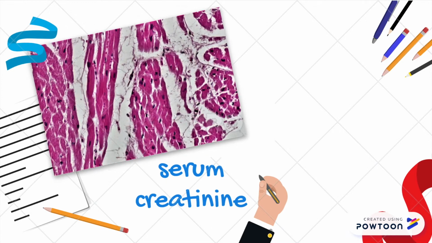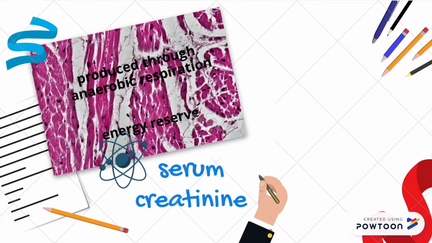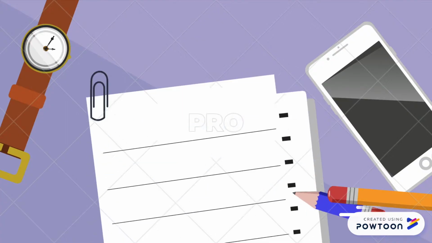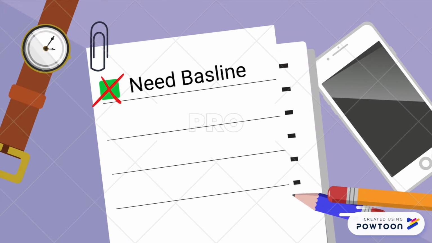Serum creatinine is produced when using anaerobic respiration for muscle contractions. It is an end product of muscle metabolism and could take up to 36 hours for it to rise. Weight-based urine output calculations are misleading, as this can provide an abnormal amount of output required by an obese patient. It also requires a baseline function, meaning previous test results have to be compared.